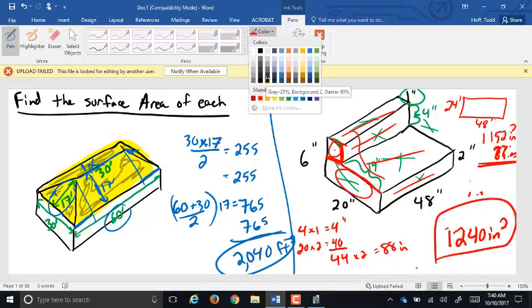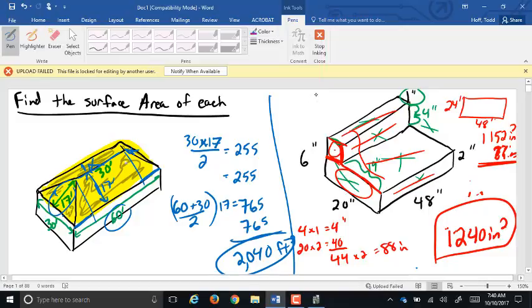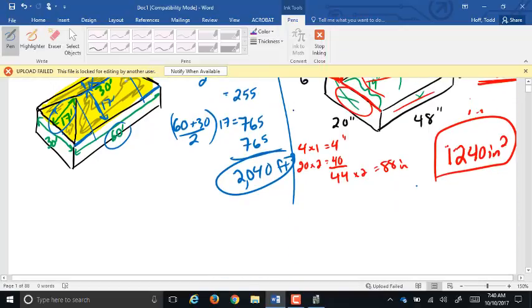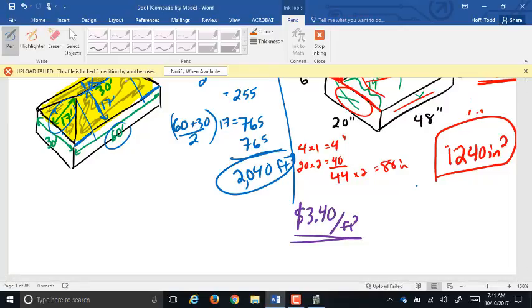Now, I had mentioned covering it in stainless steel or whatever. Let's say we have a material we're going to cover it in. That is $3.40 per square foot. How much is it going to cost to cover it? Is it going to be $3.40 times 1240? No, why not? Exactly. So 1,240 square inches.